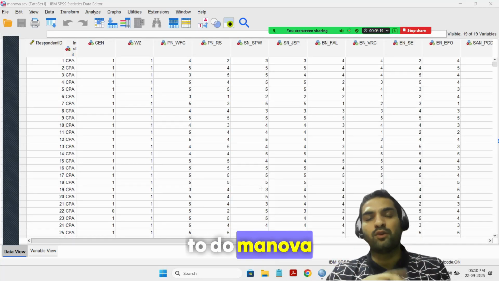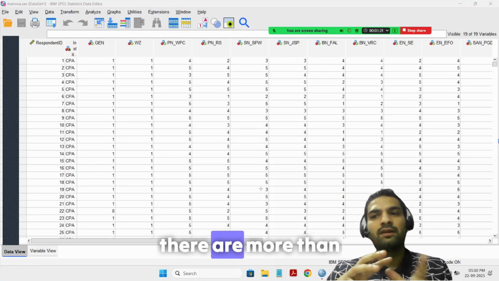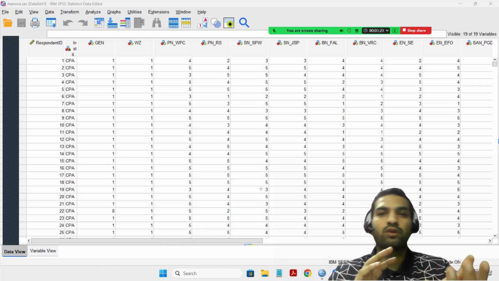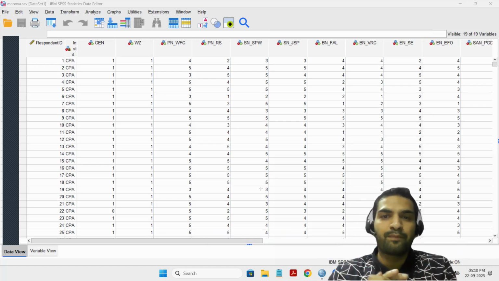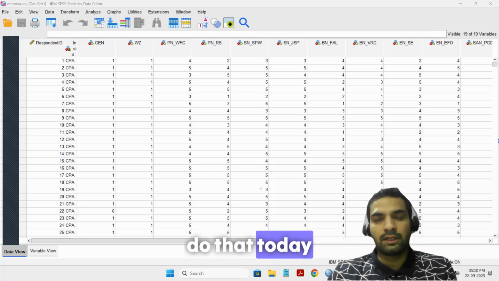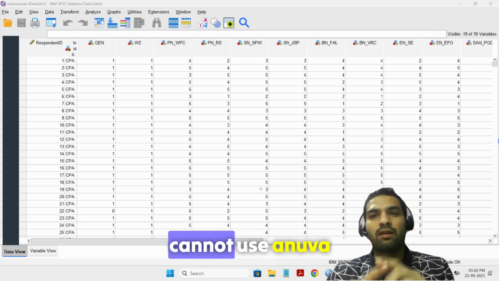Today we are going to do MANOVA. We use MANOVA when there are more than two dependent variables and more than one independent variable. So we are going to do that today. In such a case, we cannot use ANOVA.